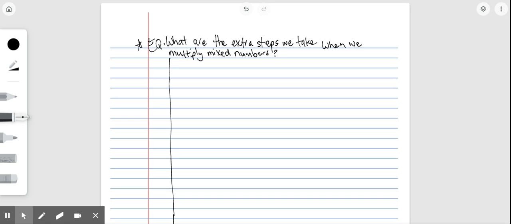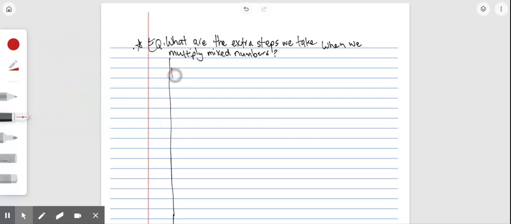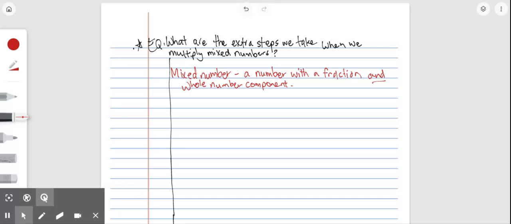All right, beautiful people. Today, our essential question is, what are the extra steps we take when we multiply mixed numbers? Before we get into that, I just want to remind us what a mixed number is. We should all know what a mixed number is. A mixed number is a number that has a fraction and a whole number component. That means this is a number that has a fraction and a whole number.